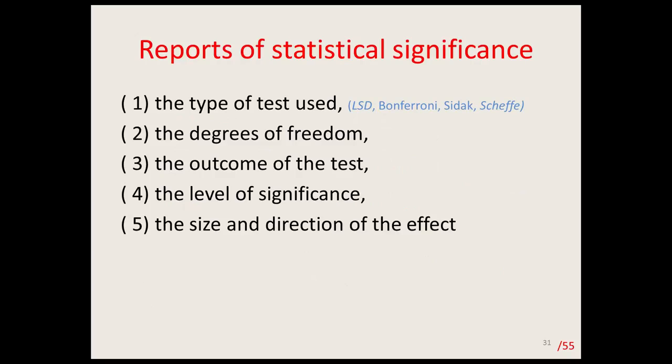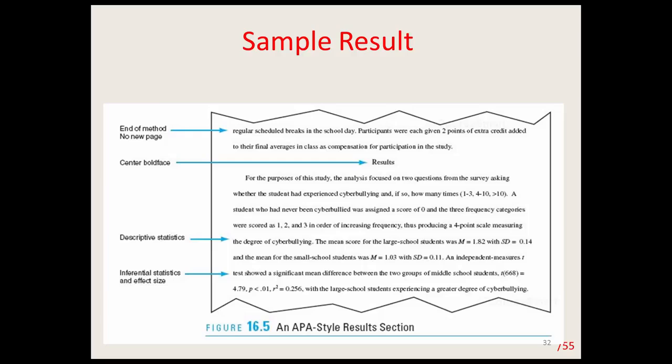When you're reporting your results and you mention that you, for example, used a t-test or ANOVA regression, you also have to include the statistical significance of your test, including the type of test used, the degrees of freedom, and also the outcome of the test. This is a sample results section. As you see, it comes right after the methodology, but it's not on a separate page. And you may also use any pictures or graphs in your results section.